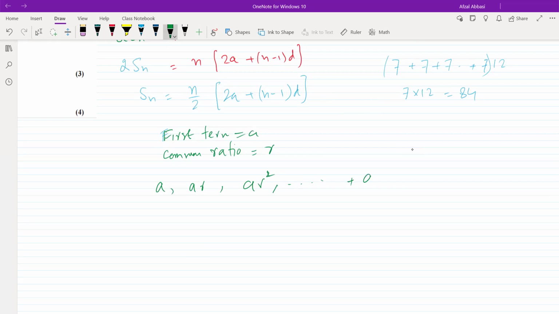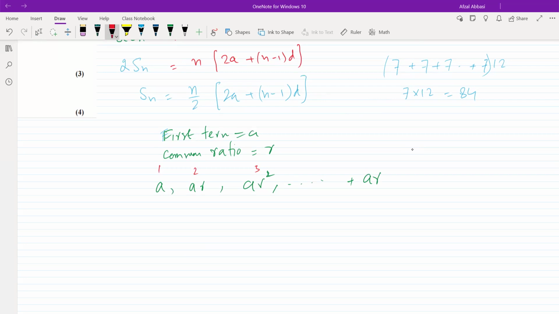So again the same observation is to be made here. We have the first term, the second term, the third term. So what is changing in each term? Only the power of r is changing. In the first term, we have no r, that means r power 0. In the second term, we have r power 1. In the third term, we have r power 2. So what is the connection between the power and the position? The power is 1 less than the position.